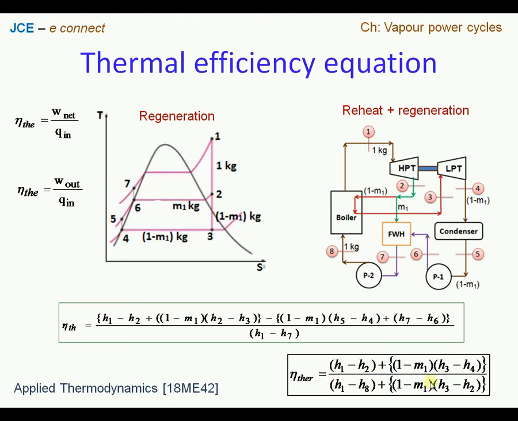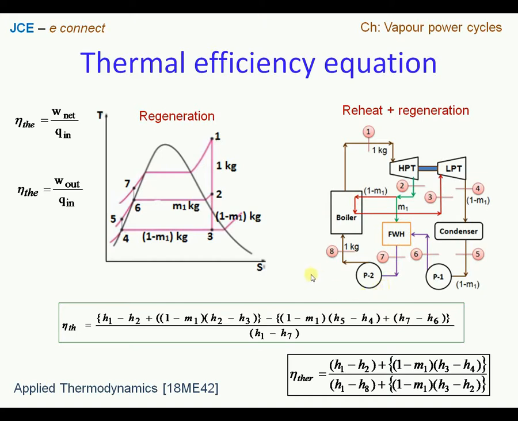So that represents the work output from the turbine divided by the heat supplied. Now again we know that when we have a reheat process here, heat addition is happening in 2 phases. One is in the regular boiler, that is H1 minus H8 for 1 kg, plus the heat supplied due to the reheat process, that is H3 minus H2 with 1 minus m1 kg. So we have higher enthalpy minus lower enthalpy, H3 minus H2. This is the equation for a situation where we have a reheat process along with regeneration.